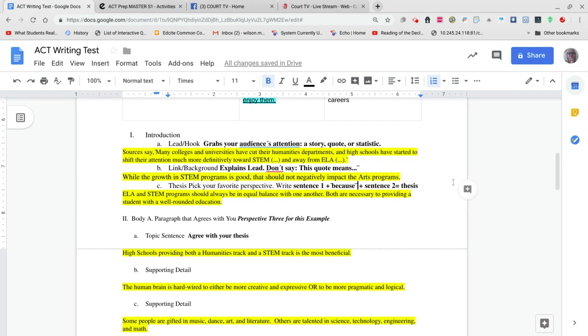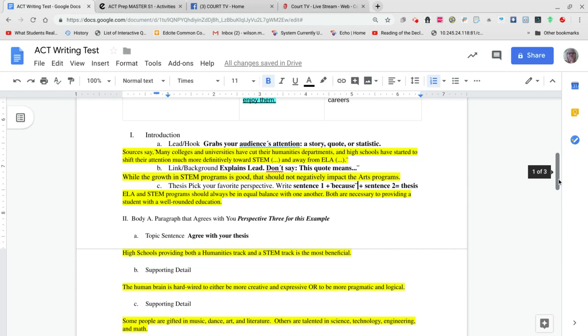Okay, now in my link or my background, I need to explain the lead, but I don't want to say what this quote means. So I'm just going to say, while the growth in STEM programs is good, that should not negatively impact the arts programs. So it shouldn't take away from the arts programs.